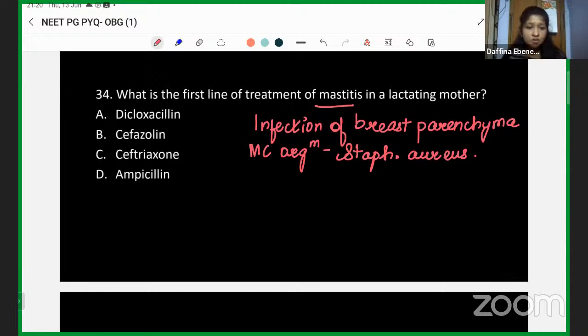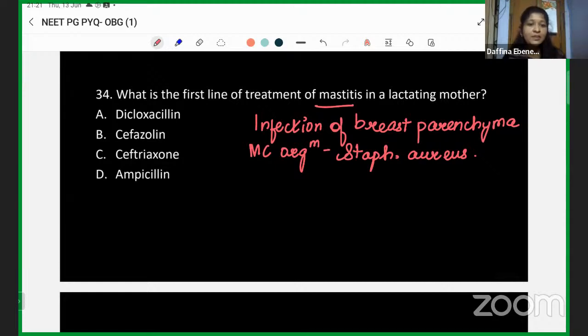So what do you do? You have to do an ultrasound, rule out abscess. Ultrasound is not for the diagnosis of mastitis. You are doing an ultrasound to see if you can continue with the conservative treatment, or you have to go ahead with an incision and drainage. If you have to do an I&D or not, that is why you're doing an ultrasound. So you rule out an abscess. If there is no abscess, you take it as mastitis.